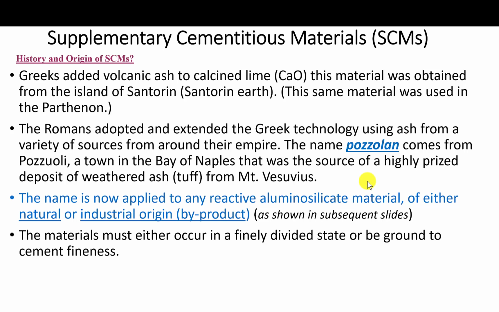The name pozzolan is basically applied to any reactive aluminosilicate material of either natural or industrial origin. The material must either occur in a finely divided state or be ground to cement fineness in order to be used as a cement supplementary material.